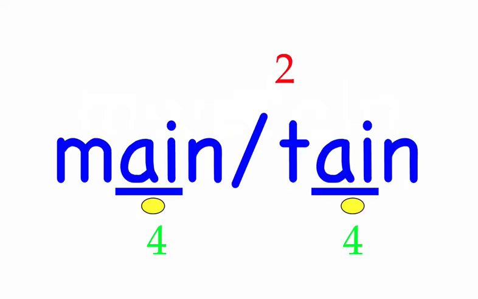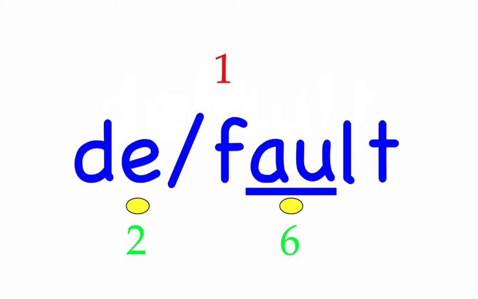Maintain. Row 3, default. Do not default on your payment. Default. De, 2 sounds. D, E. Fault, 4 sounds. F, A, L, T. Default. Mark the word.